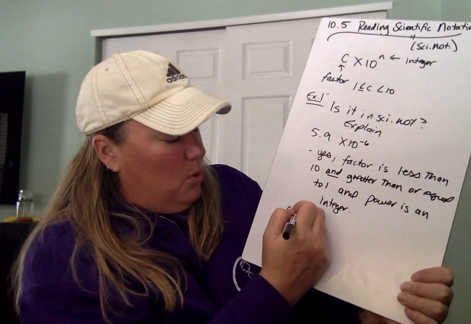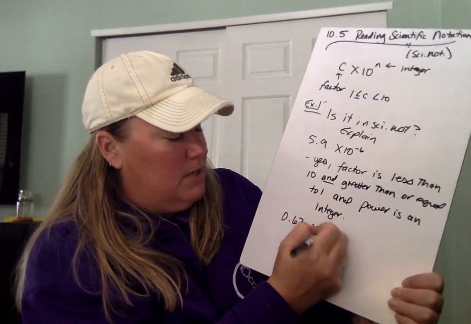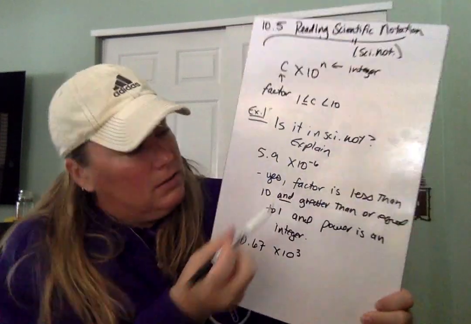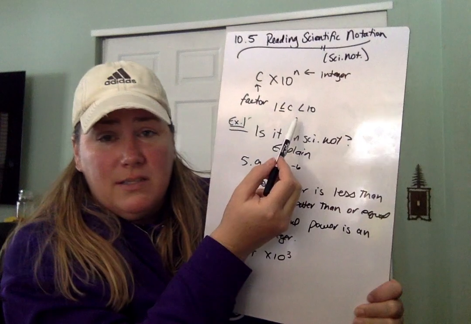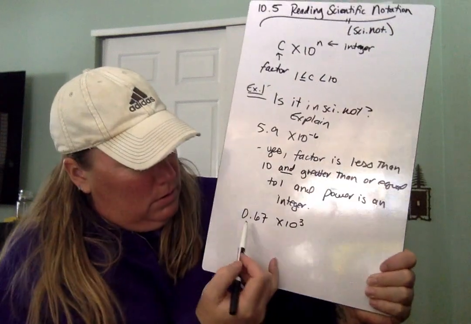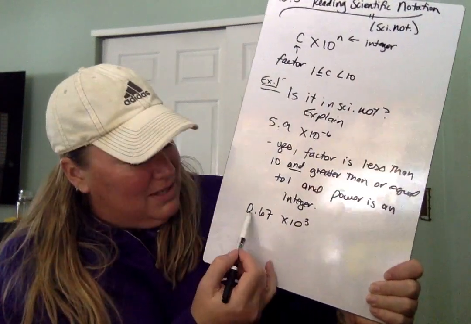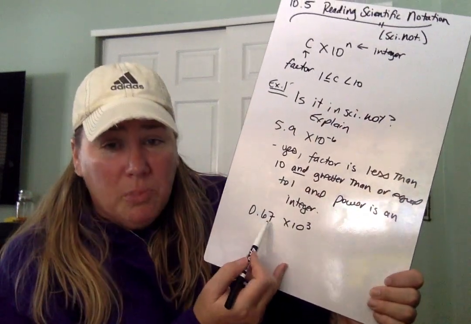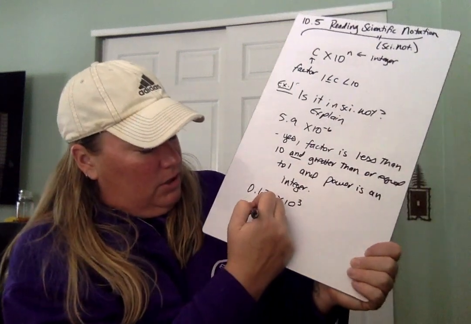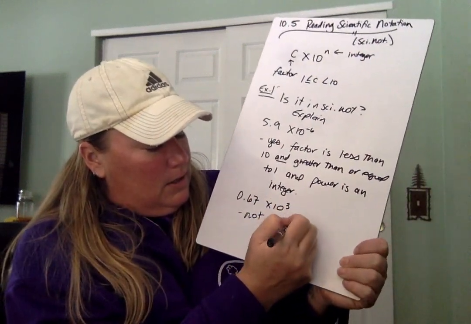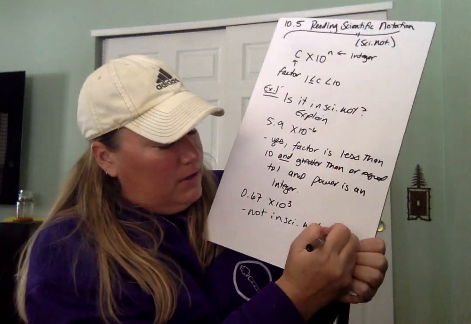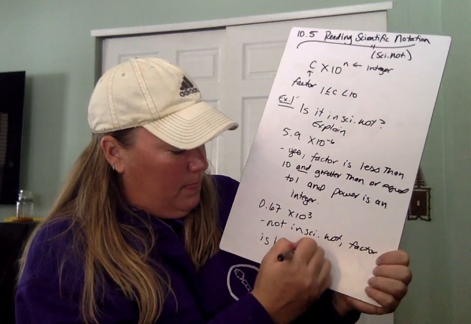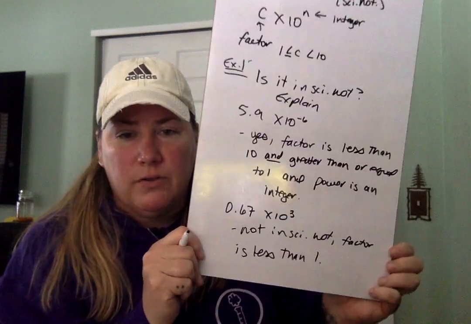So do another one, 0.67 times 10 to the third. So you want to look at this number. You gotta ask yourself, is it less than 10 and greater than or equal to 1? No, it's not. So since it is not, you don't have to worry about your power, because if one part throws it off, then the whole thing is not in scientific notation. Not in Sci-Not. Factor is less than 1. And that's all you would have to write for that one.